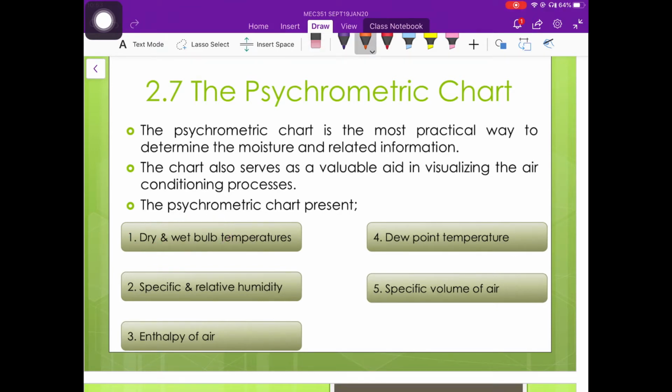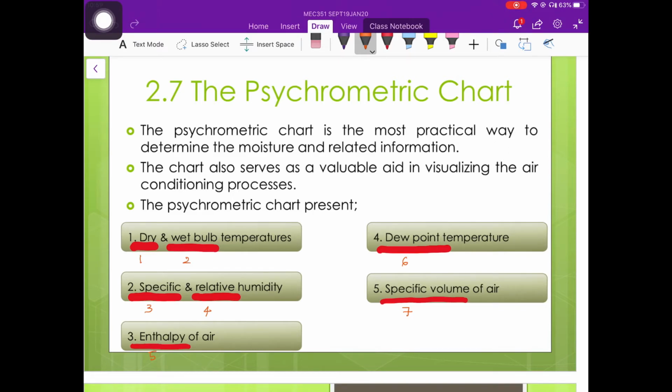Generally, there are 7 properties that are valuable for us to determine the properties of atmospheric air or other conditions. They are dry bulb temperature, wet bulb temperature, specific humidity, relative humidity, enthalpy of air, dew point temperature, and also specific volume of air. All these 7 properties are presented in the psychrometric chart.